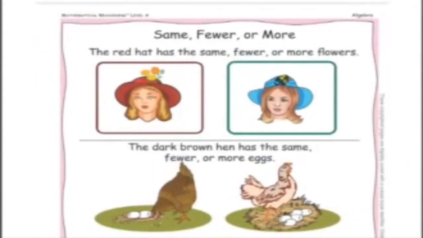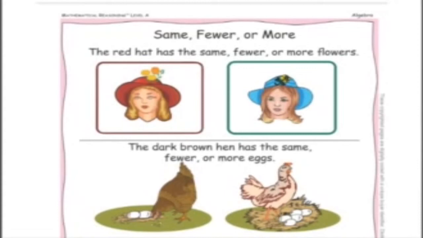Whoa, we are looking at same, fewer, or more. We are looking at what? Same, fewer, or more. Now, take a look at the first example. The red hat has the same, fewer, or more flowers. They're asking us, look at the red hat and look at the blue hat. The red hat has 3 yellow flowers, and the blue hat has just 1 flower.